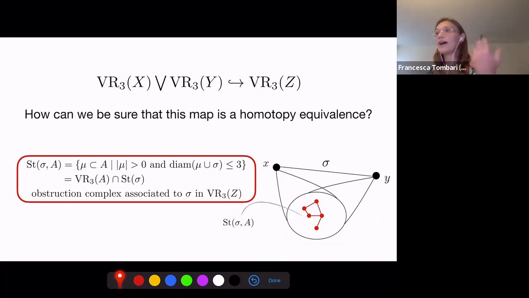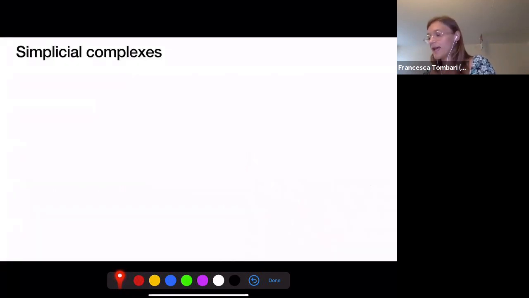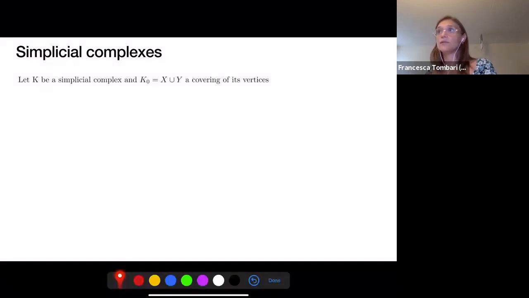But before, I anticipated that we actually developed these ideas for general simplicial complexes. And indeed, if you think about the things that I told you, there was nothing really dependent on the fact that we were working with a metric space or with a metric complex. These kinds of questions can arise for a general simplicial complex. So let me give you the formulation of the problem for a general simplicial complex.